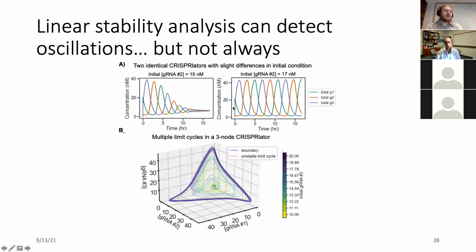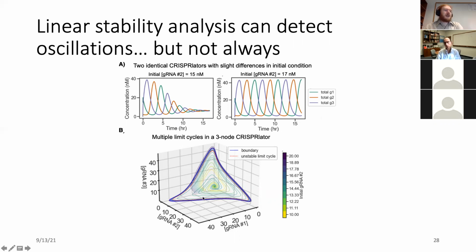So if you give it enough of a kick by starting with lots of one guide RNA, then it will oscillate exactly as you'd expect a repressilator to. But if you start with more even amounts of guide RNA, even slightly more even, it will instead decay down to just a fixed, uninteresting steady state.